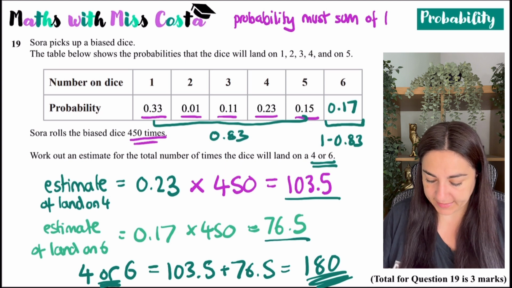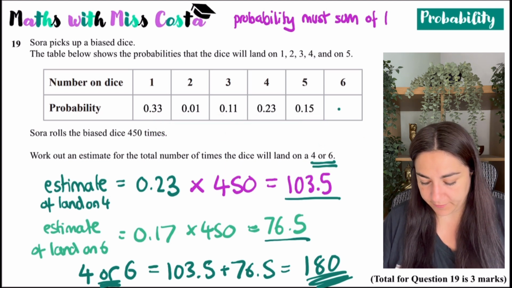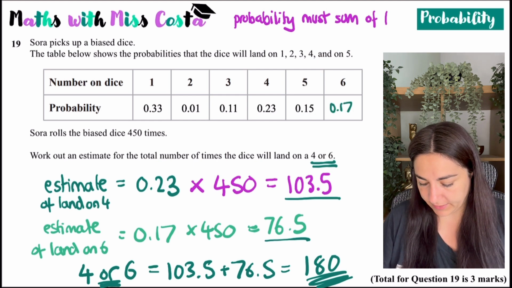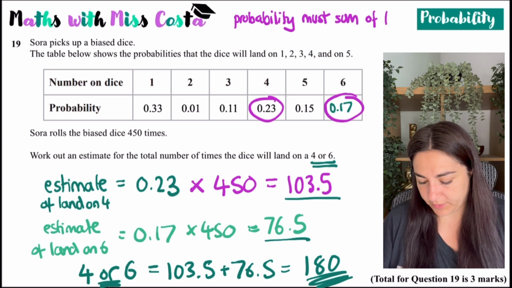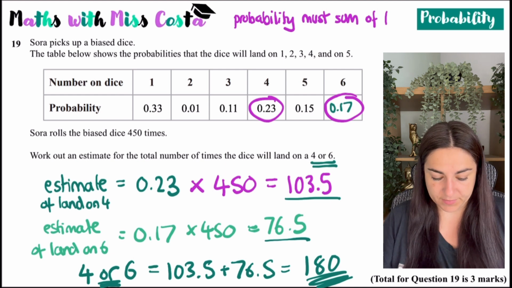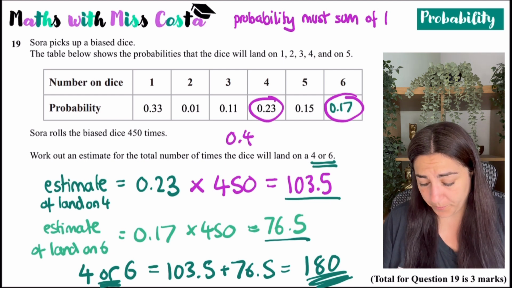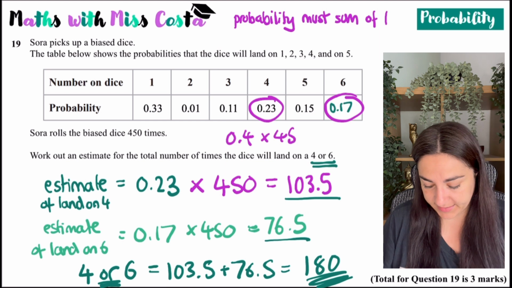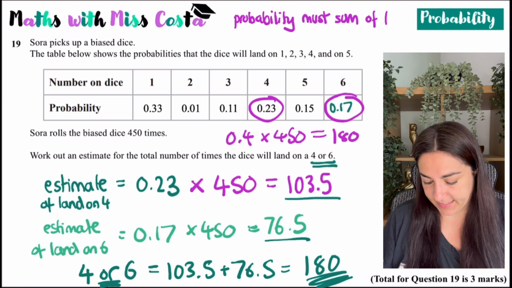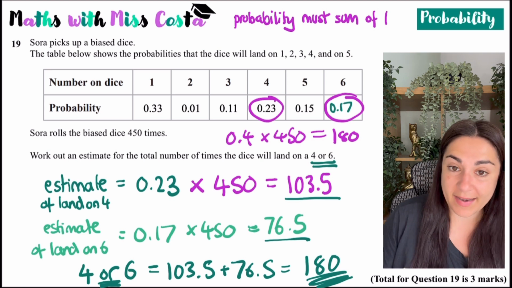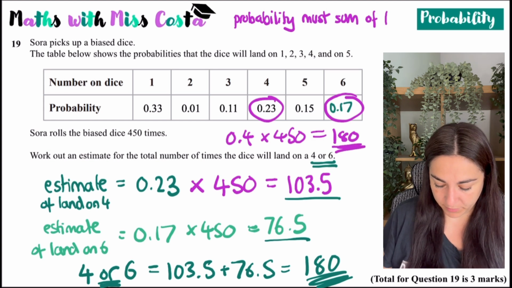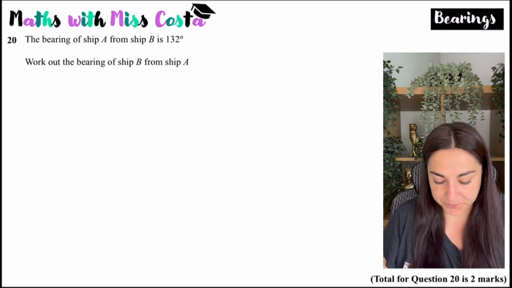So the estimate of it landing on a 4 or a 6 is 180, which makes sense because if I'm just talking about the 4 and the 6, I've got 0.23 plus 0.17, which is 0.4. So the shortcut way I could have done it is 0.4 times 450, which is 180. So either you work out the probabilities separately and then add them, or you first add the probabilities and then multiply by the number of trials. But either way, 180 times.